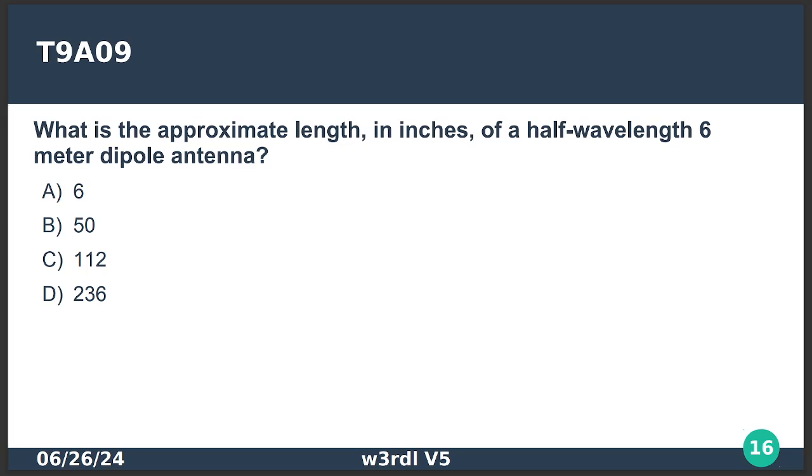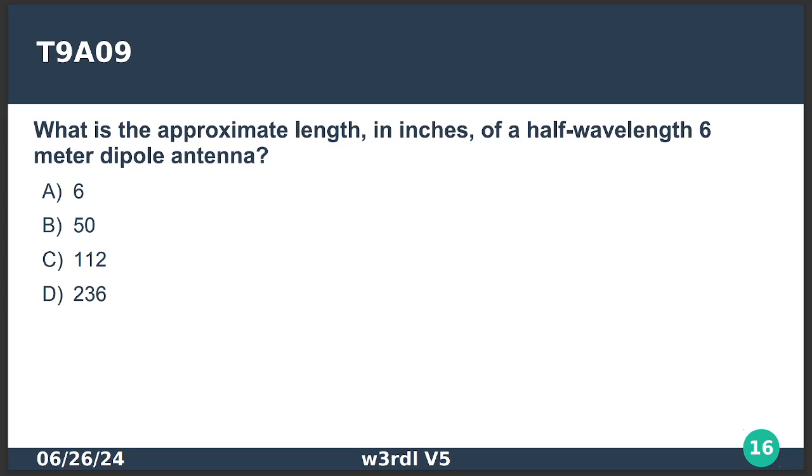So 6, it's got to be 112, right? So 6 meters, you want 1/2 wavelength. You know it's going to be 3 meters. 3 meters times 39.4 would give you something a little bit above 112. And then when you do the 0.95 velocity constant, I think it actually gives you 112 point something, if I remember right. It was earlier in the week when I looked through it.